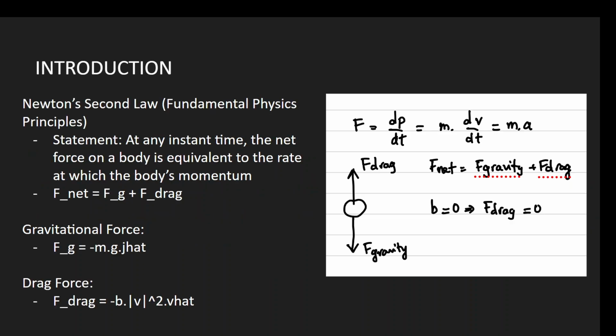So Newton's second law states that at any instant in time, the net force on the body is equivalent to the rate of change of the body's momentum. And in this particular situation, the total net force equals the drag force plus the gravity force. The gravitational force equals minus m multiplied by g hat, and the drag force equals minus b multiplied by the magnitude of the velocity squared, multiplied by v hat.